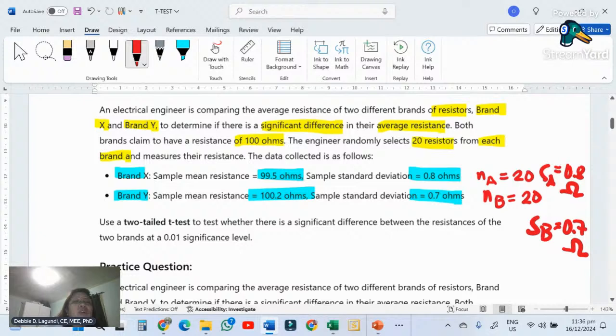Now, it says here there is advice that you use a two-tailed test, to see whether there is a significant difference between the resistances of the two brands at 0.01 significance level. If the significance level is not given, then you have to use the common one, which is a 95% confidence level, or alpha of 0.05. But because the significance level is given to be 0.01, the confidence level is 99%, and then you have to get the critical t value from the table at 0.01. We're going to do that.